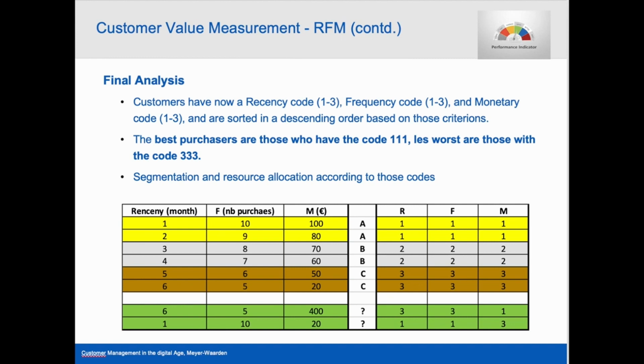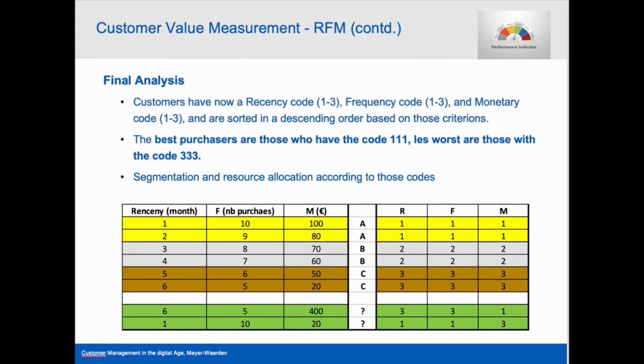And you will invest no resources in your worst customers, which are the 333 customers, which means customers who did not buy recently, so they are inactive. And when they buy, they don't buy frequently, and they buy small amounts. Whereas the 111 customers are customers who bought recently. They buy with a high purchase frequency, and when they buy, they buy a higher amount. So you have an easy segmentation model indicating the value of customers and the importance of customers in which you should invest money.